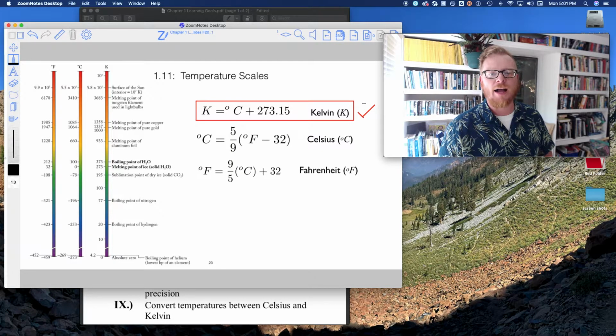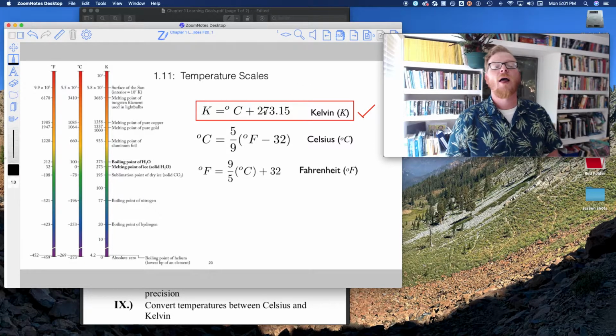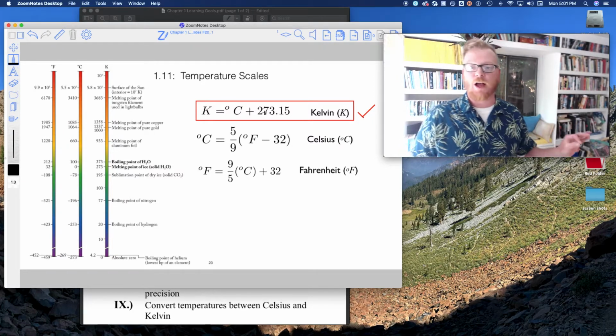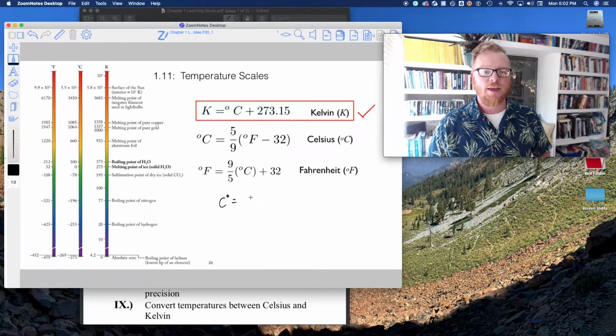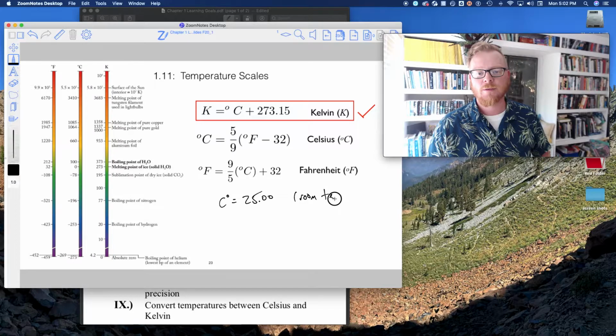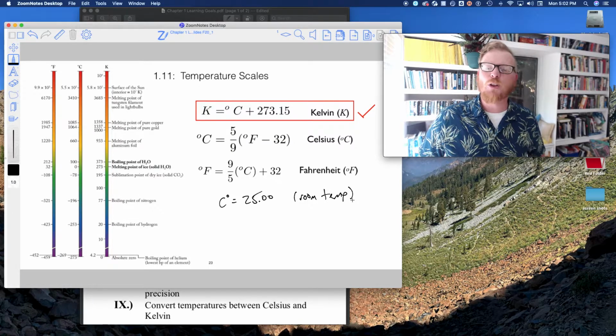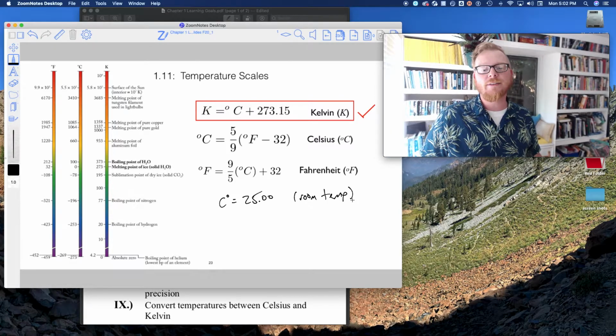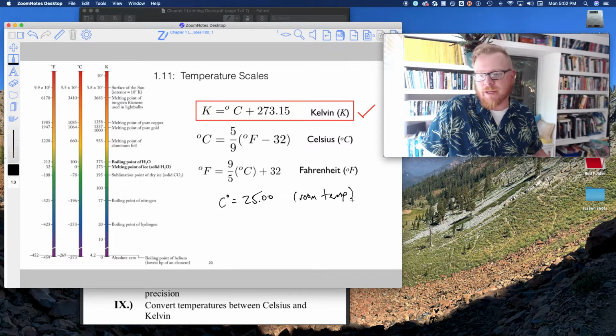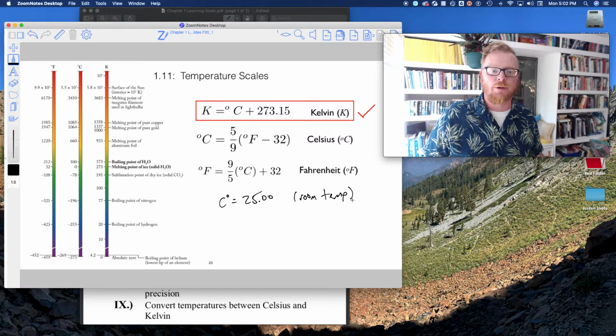And I've put this in a box and I put this as a check mark because I want you to memorize this. I want you to know how to convert something to Kelvin from Celsius. So, for example, if the Celsius temperature is 25.00, which we note as room temperature, even though 25 is kind of hot for room temperature, I think 20 or 21 is much more appropriate, but scientifically we've defined 25.00 as room temp.